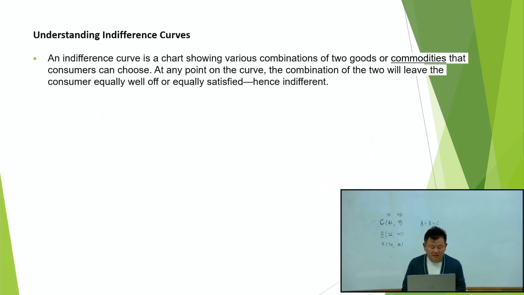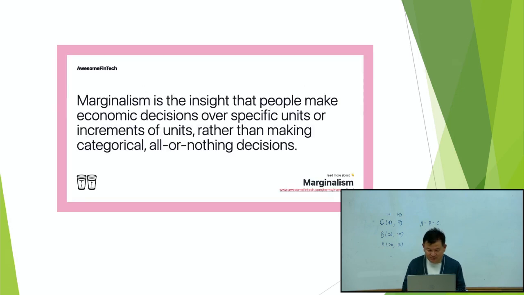So let me introduce the definition of the indifference curve again. The indifference curve is a chart showing the various combinations of two goods or commodities that consumers can choose. At any point on the curve, the combination of the two will leave the consumer equally well off, or equally satisfied. Hence, indifference. This is the indifference curve. Okay.